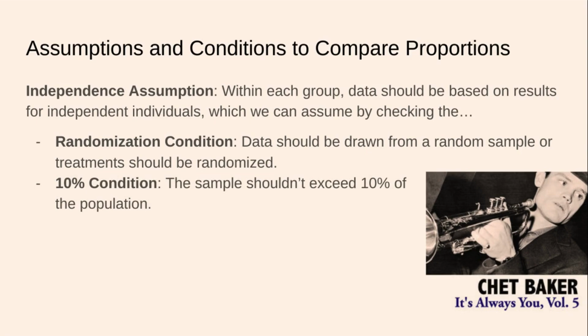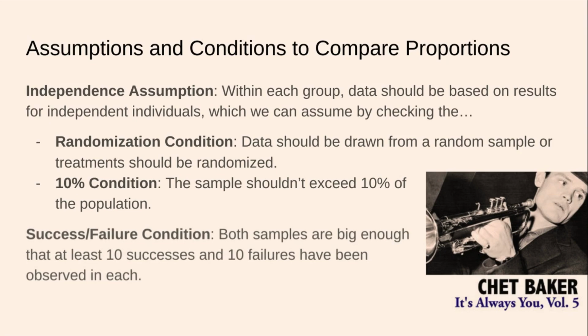And the 10% condition, the sample should not exceed 10% of the population. We also need to acknowledge the success-fail condition. Both samples are big enough that at least 10 successes and 10 failures have been observed in each. Okay? So both samples are big enough that at least 10 successes and 10 failures have been observed.